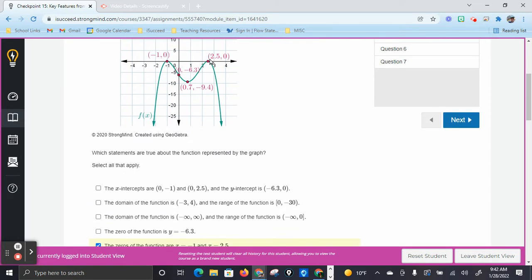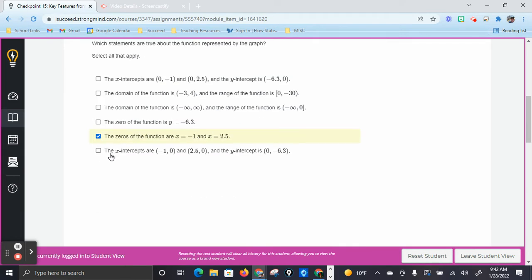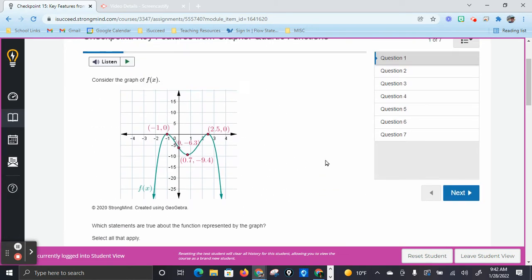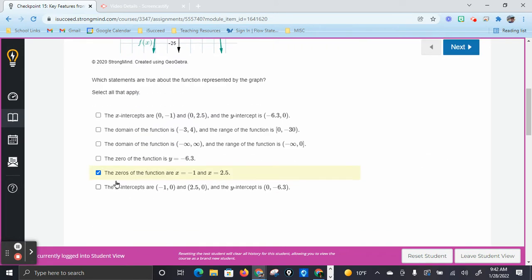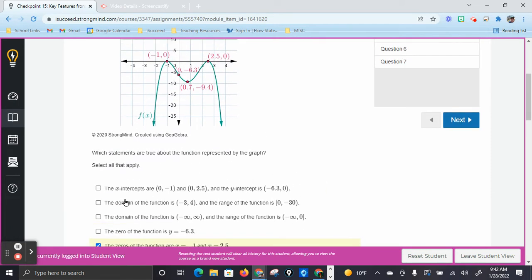I just wanted to make sure I had my values correct. -1 and 2.5, that is correct. And then here we have the x-intercepts at (-1, 0) and (2.5, 0). Yep, so that matches up with what we've identified as my zeros. And the y-intercept is at (0, -6.3). Let's just double check. (0, -6.3). Yep, that makes sense.